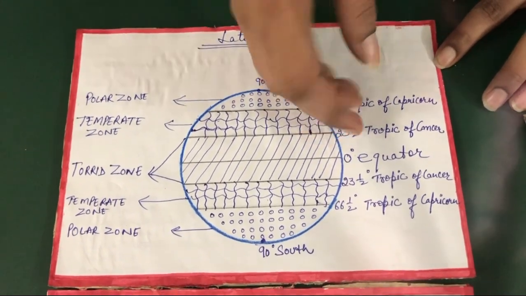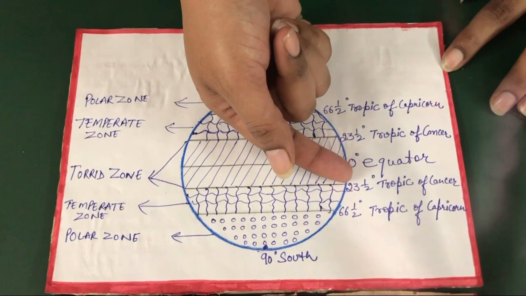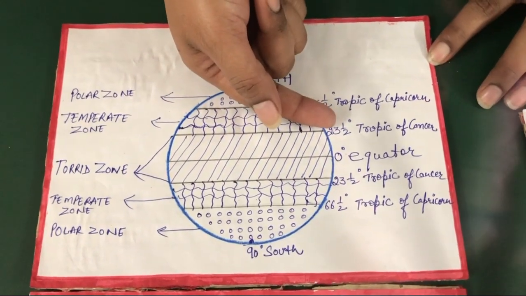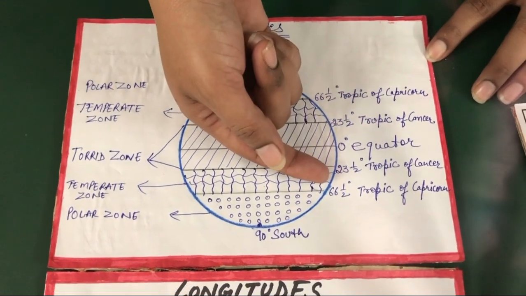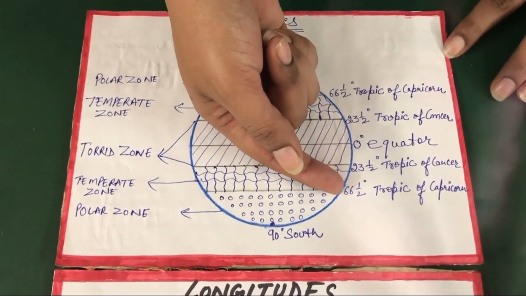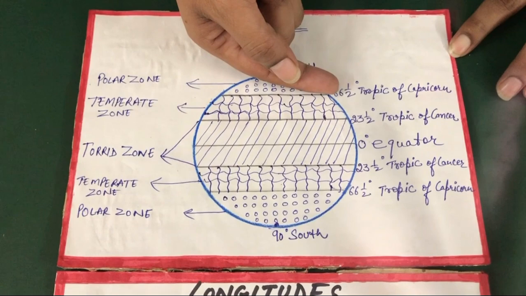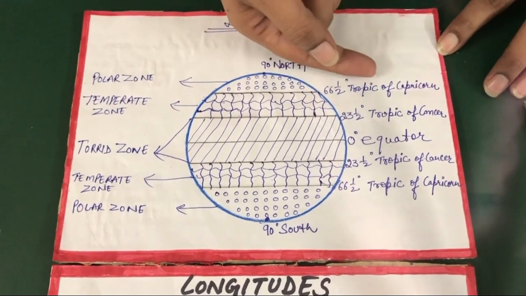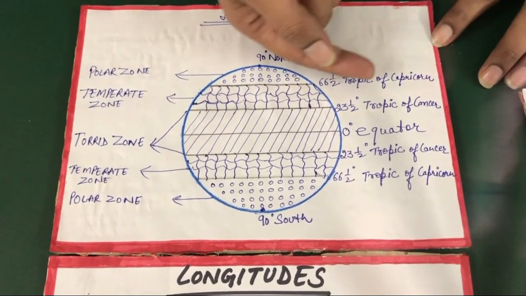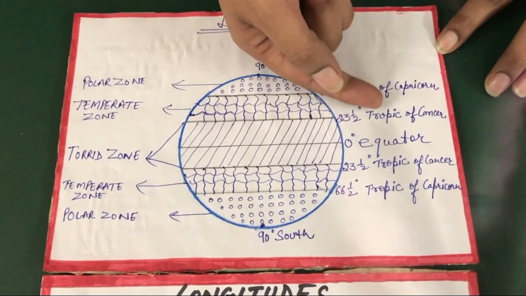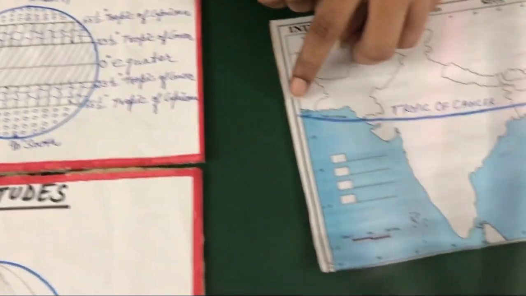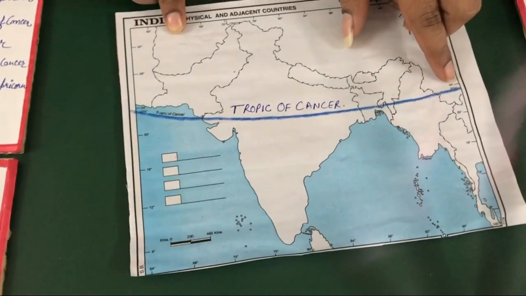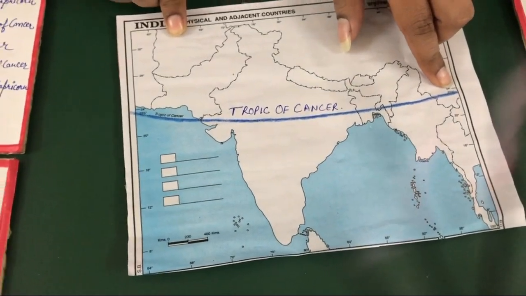After that, there is a 23 and a half degree line on the south and on the north. That line we used to call the Tropic of Cancer. And after that, at 66 and a half degree on the southern side and at 66 and a half degree on the northern side is the Tropic of Capricorn. The most important and interesting thing about the Tropic of Cancer is that it passes through India. That is the most interesting thing about this.